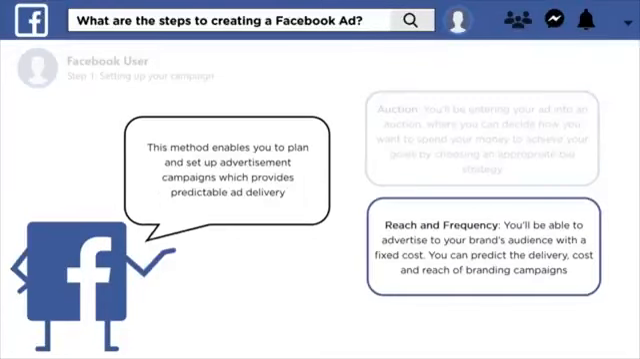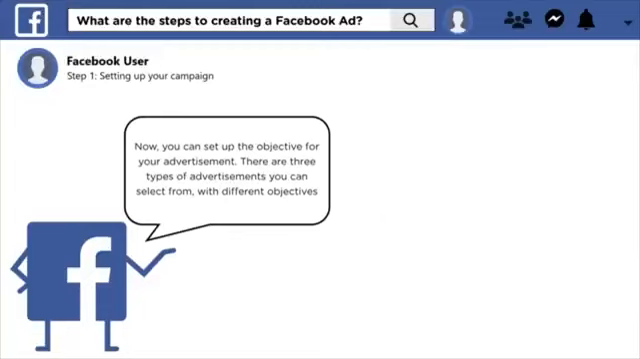With reach and frequency, you'll be able to plan and set up your campaigns so it's more predictable how the delivery is going to be done. There's more predictability with reach and frequency because you can set everything up in your campaign. Again, with reach and frequency, you'll be able to advertise with a fixed cost. With auction, you're not necessarily going with a fixed cost, you're going with more scalability and flexibility on cost. That can change.